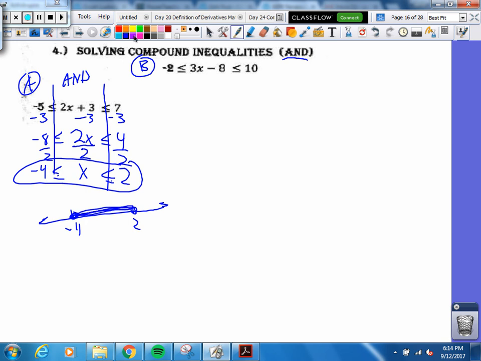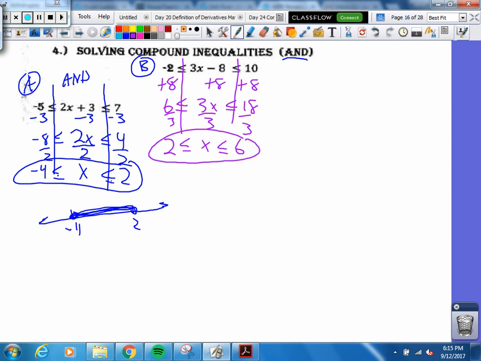All right, pause the video once more, and I want you to do this. See if you can do it on your own, and then unpause it and see the solution. Okay, pause it. All right, great. Here we go. What do we do? Add 8, add 8, add 8. 6 is less than or equal to 3x, less than or equal to 18. Divide by 3, divide by 3, divide by 3. We have 2 less than or equal to x, less than or equal to 6.